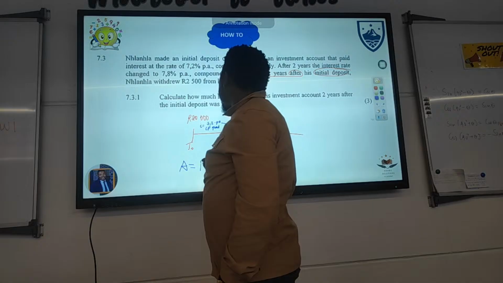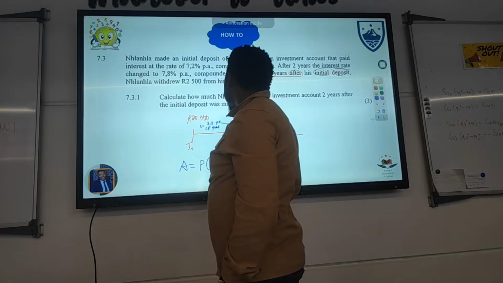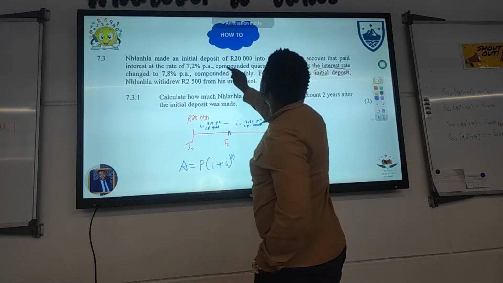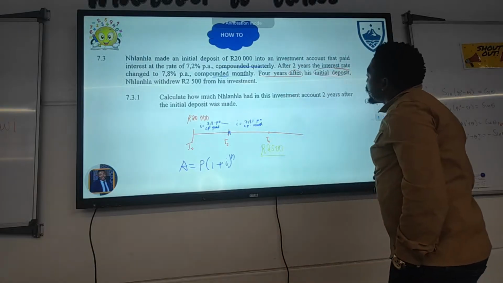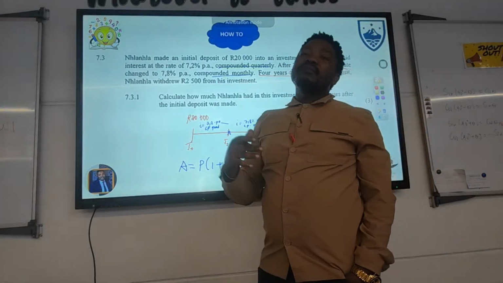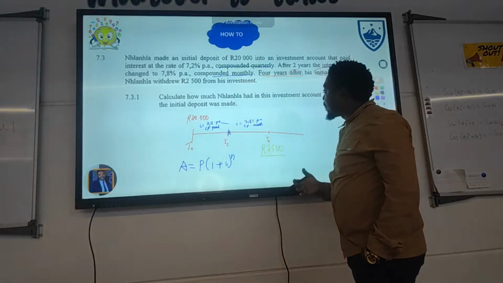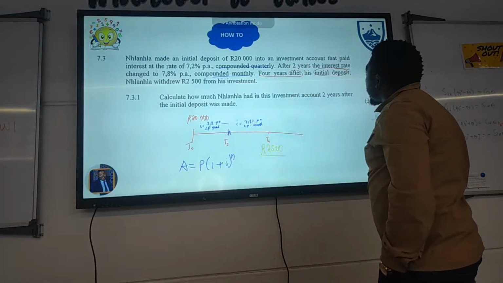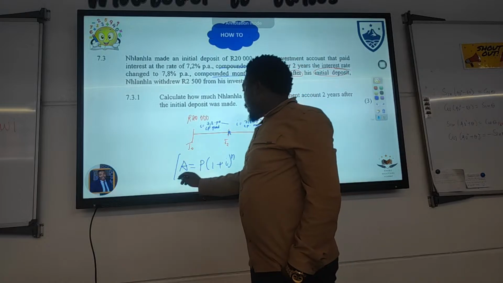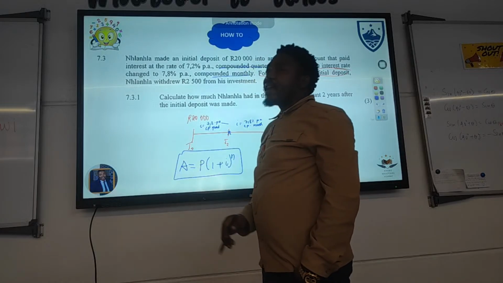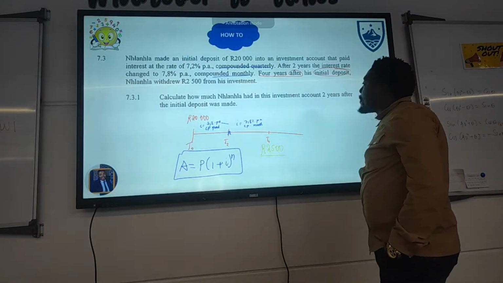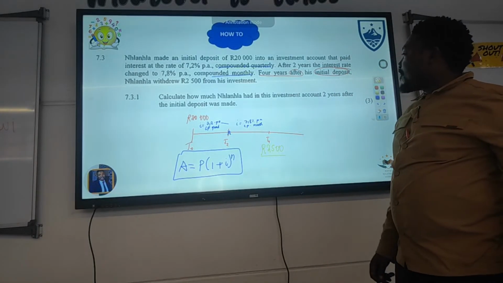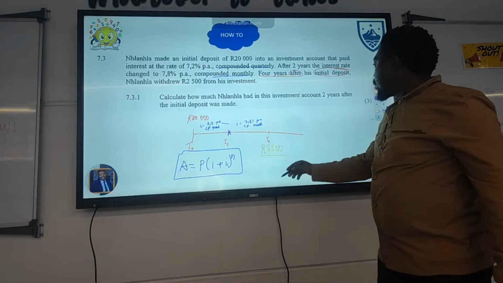So we are going to have A equals P times (1 plus i) to the power of n, because everything has been compounded quarterly, compounded monthly. Most investments, even when you go to the banks, are compounded. So we're going to use our formula for financial growth, compounded growth. After 2 years, this is a straightforward question. We're just going to substitute.